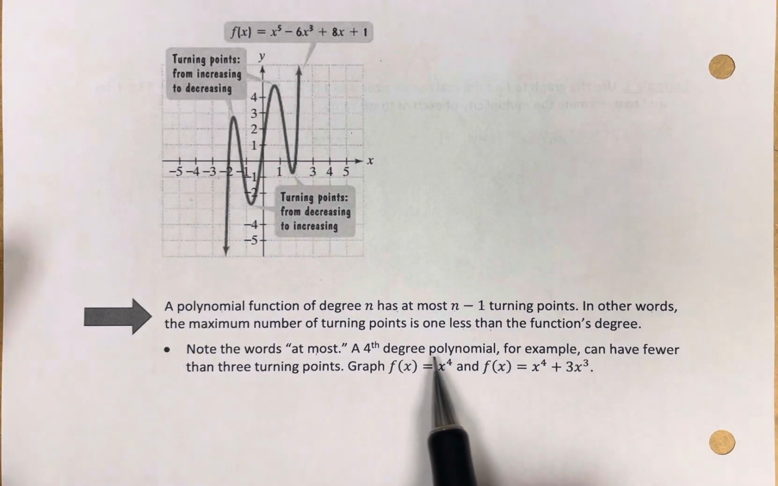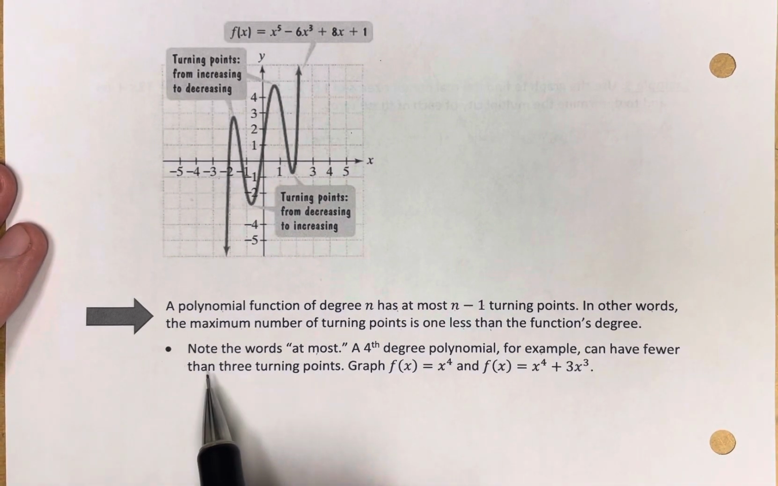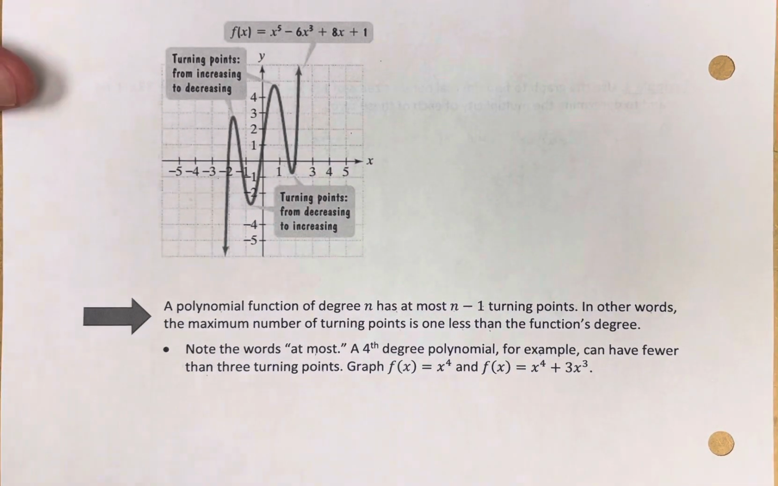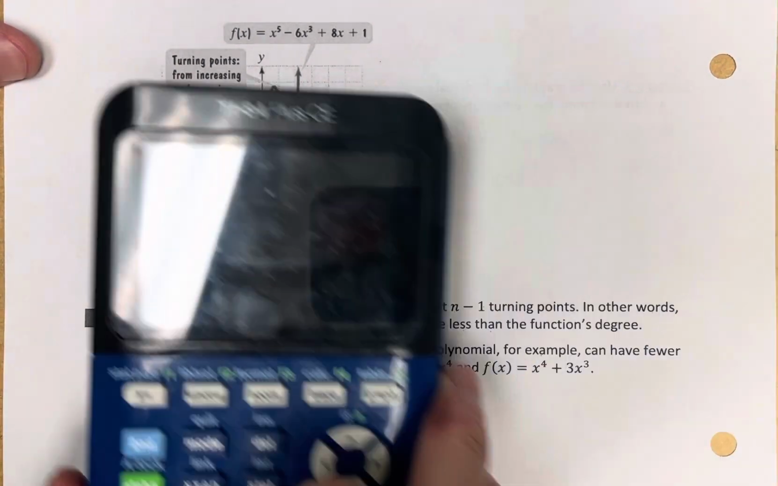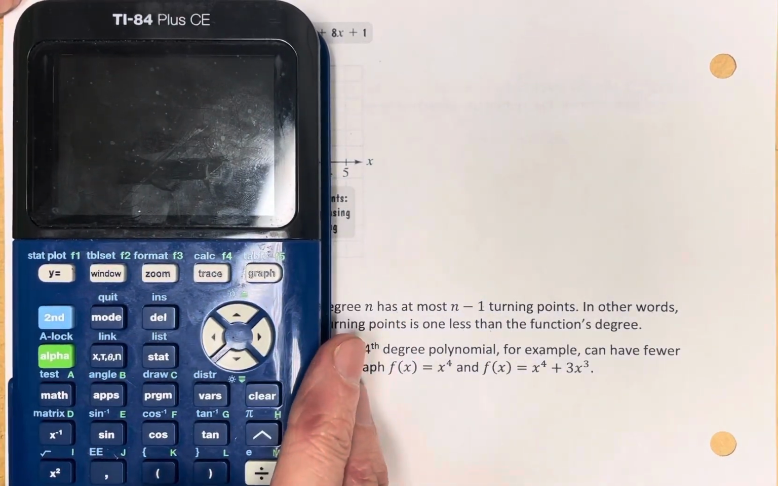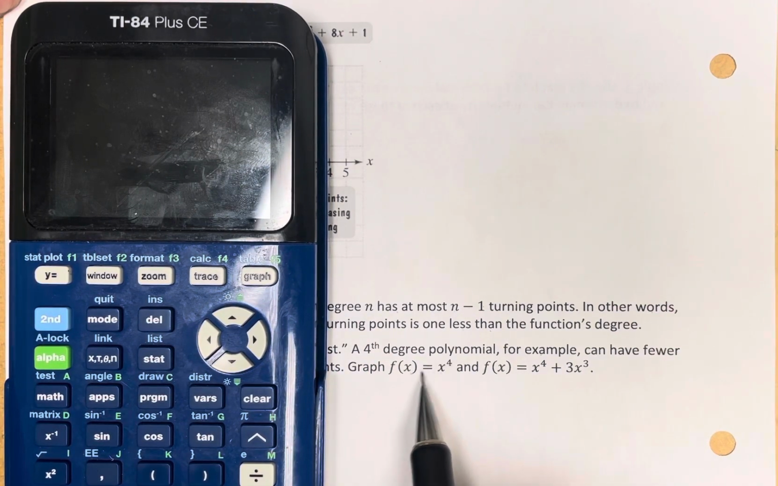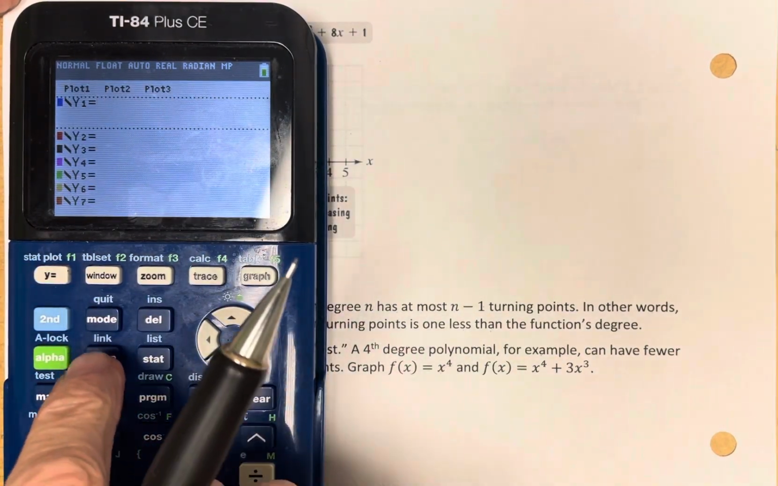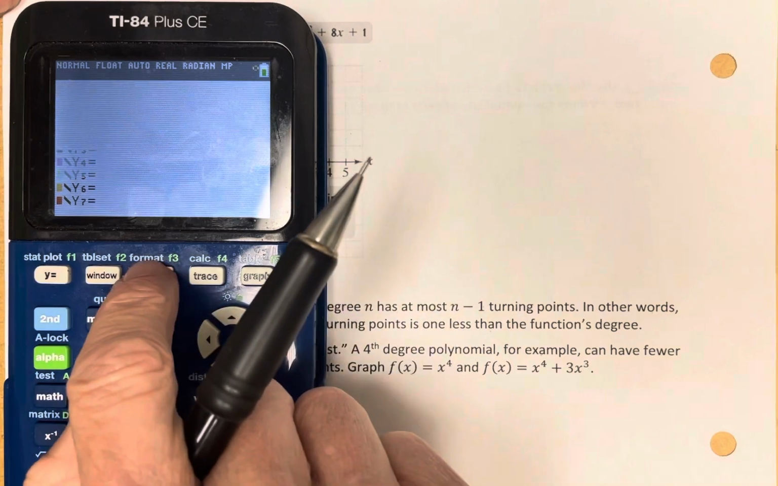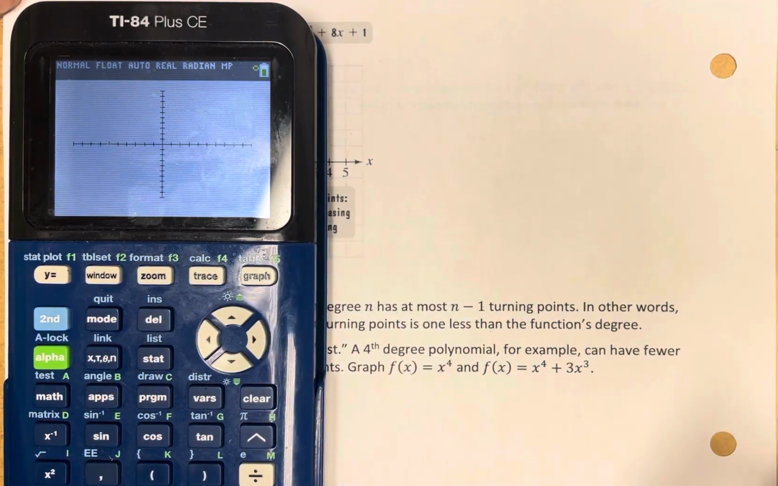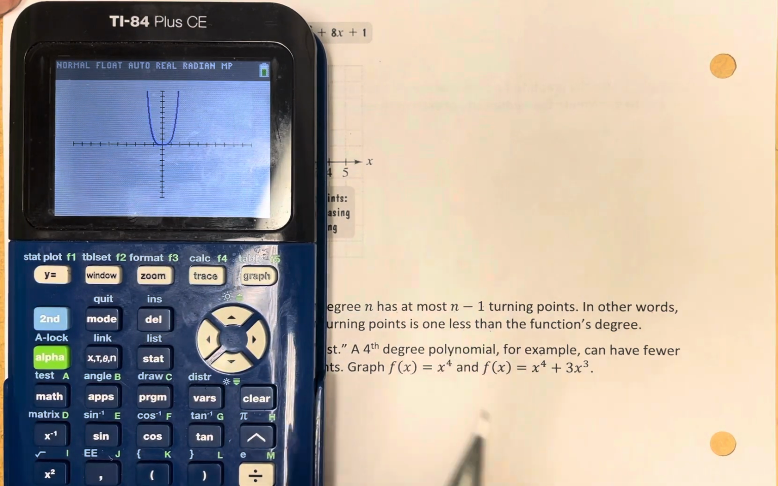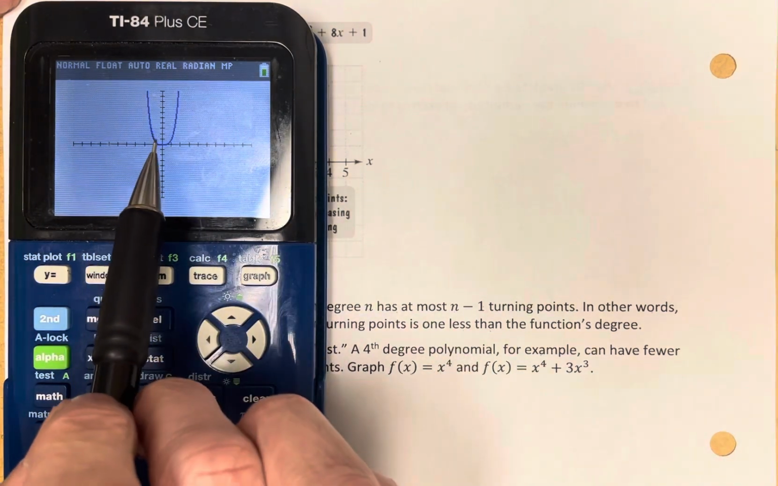A fourth degree polynomial, for example, can have fewer than 3 turning points. It will have at most 3 turning points. Let's take a look at these 2 examples of fourth degree polynomials. The first one is f of x equals x to the fourth. Well, let's graph it. X to the fourth. I'll graph in my standard window, and you'll notice this has 1 turning point right there. So at most it can have 3 turning points. This one happens to have 1.